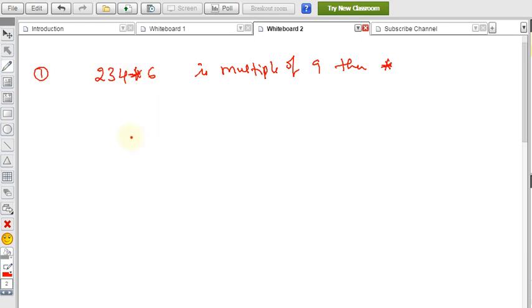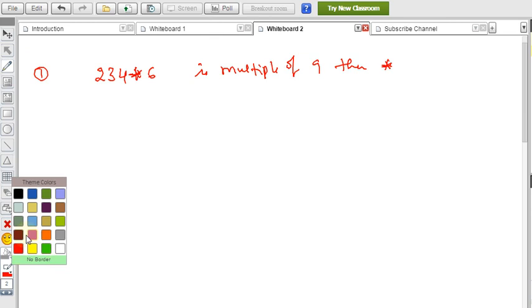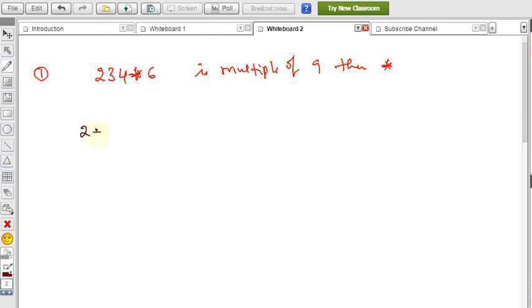So the rule for 9 we should know. The rule for 9 is that the sum of the digits should be divisible by 9. Then we just add all the digits: 2 plus 3 plus 4 plus some star plus 6. The symbol we need to find out. 2 plus 3 is 5, 5 plus 4 is 9, again 9 plus 6 is 15 plus some symbol. So it should be divisible by 9.